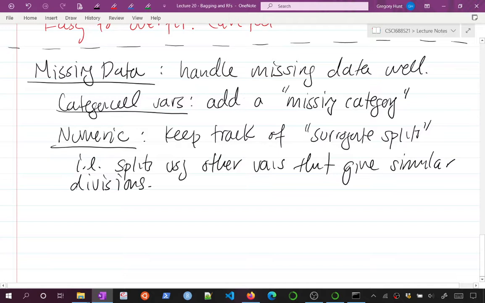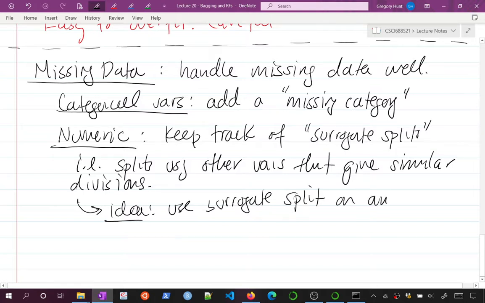So if I were to split on x1, and that would divide my data into these two groups, I could potentially split on x5, and it would give a similar kind of division of the two groups. And so the idea here is if I have missing data in one variable, use a surrogate split on another, from another variable.